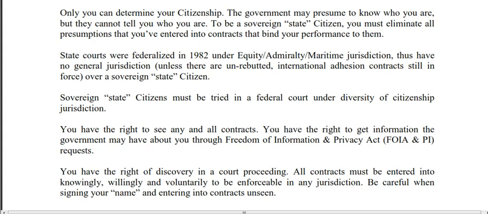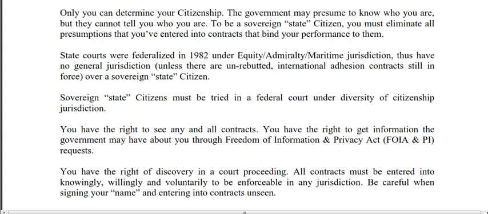State courts were federalized in 1982 under equity, amity, maritime jurisdiction, thus have no general jurisdiction unless there are unrebutted international adhesion contracts still in force over a sovereign state citizen. Sovereign state citizens must be tried in a federal court under the diversity of citizenship jurisdiction.